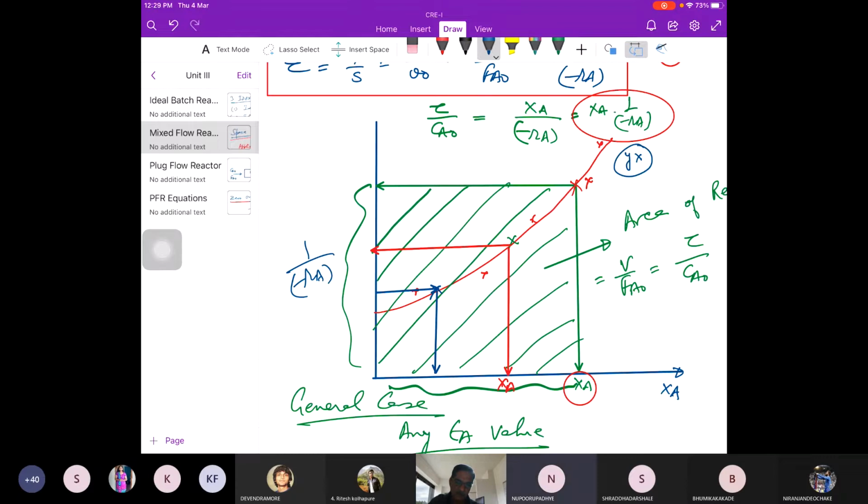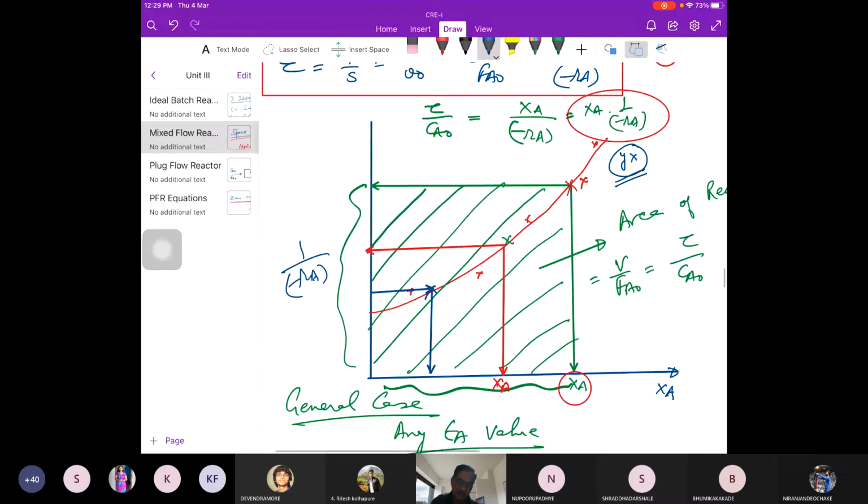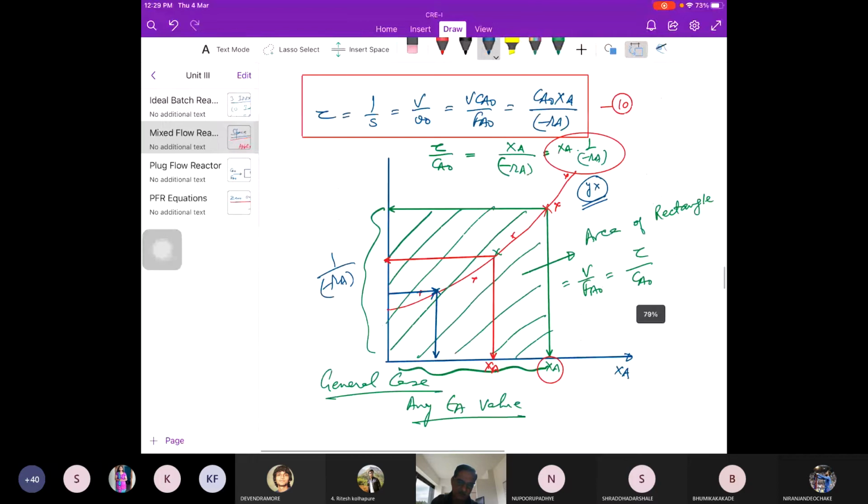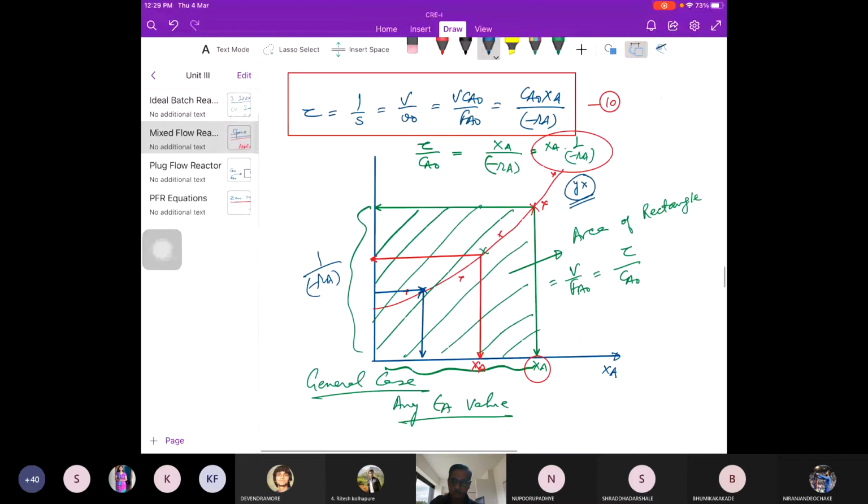1 upon RA is y, and x is x. The product of y into x is not an integral, and that is why I have to take the total rectangle area, not the area under the curve. Did people understand the difference? Batch reactor and CSTR.